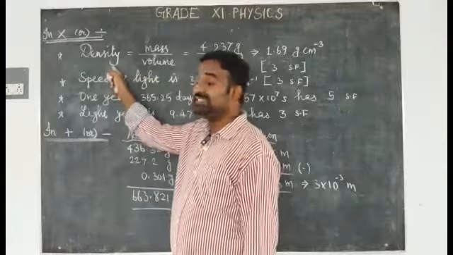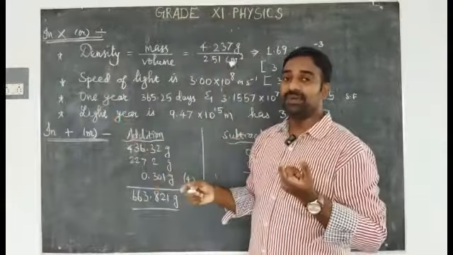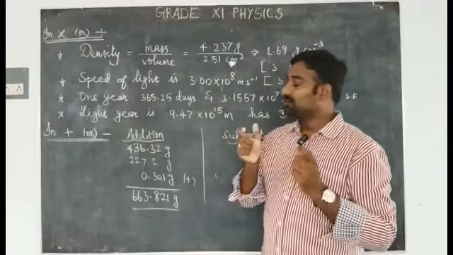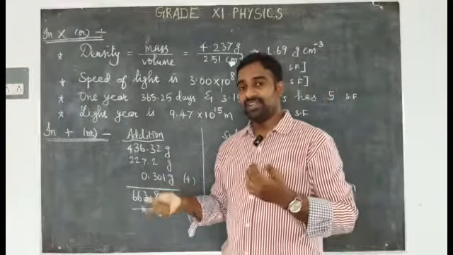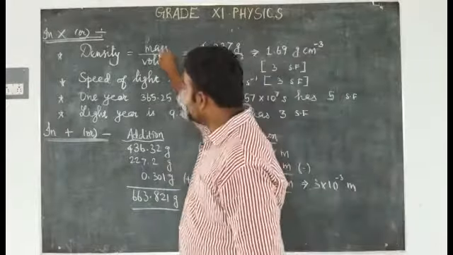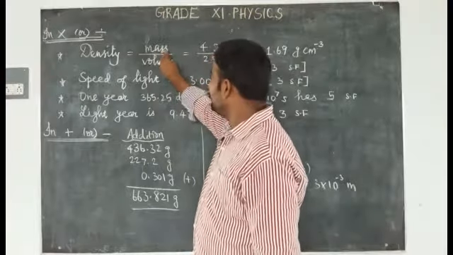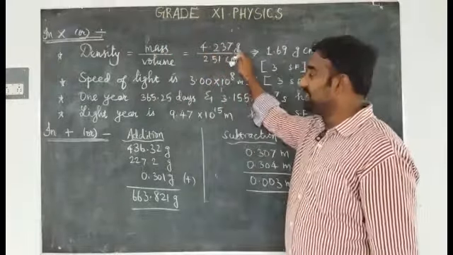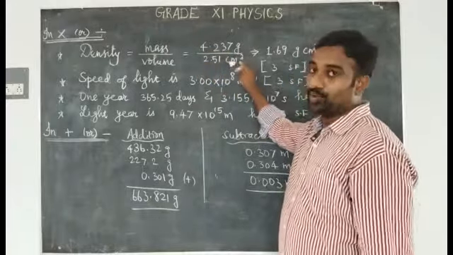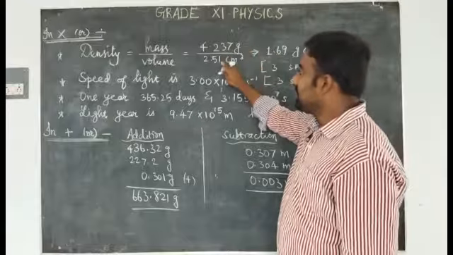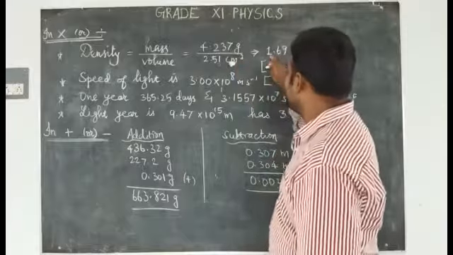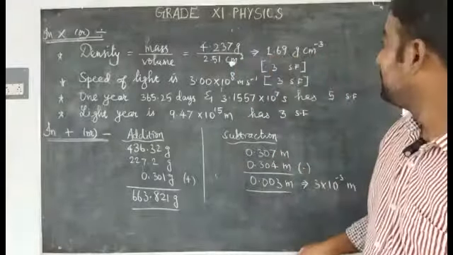Let us take density. Density is nothing but the mass occupied in a particular volume. It is different for different materials. Water has one density, whereas mercury has another density. So it is a ratio between the mass and volume. If the mass of the given object is 4.237 grams and the volume it occupies is 2.51 centimeter cube, then after taking the ratio, here it is a division case, so the mass is divided by volume, and the final value is 1.69 gram per centimeter cube.